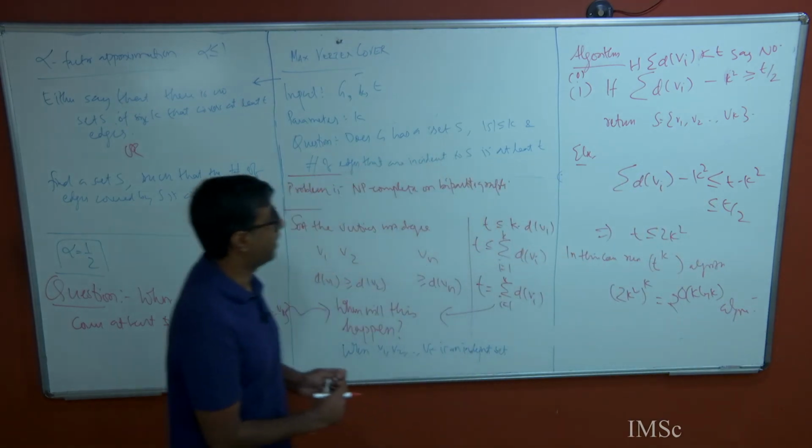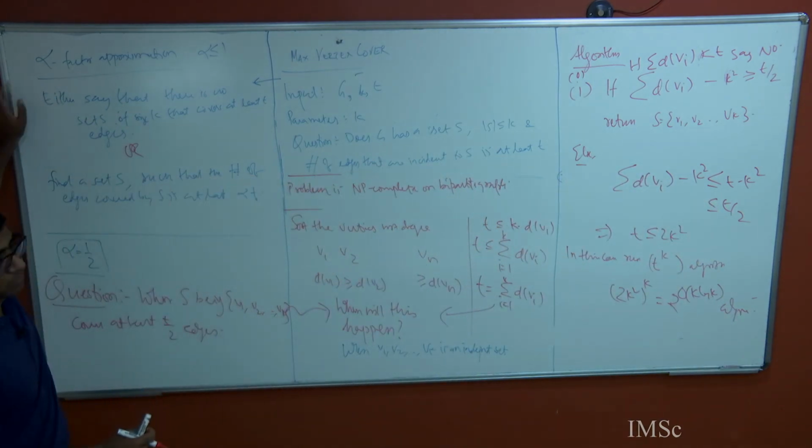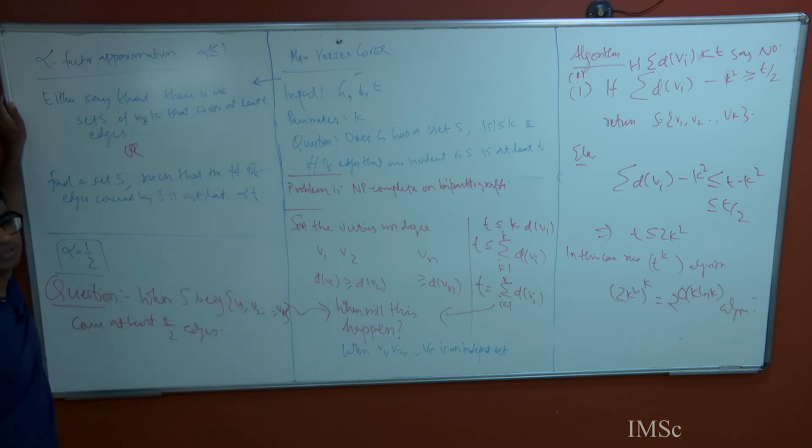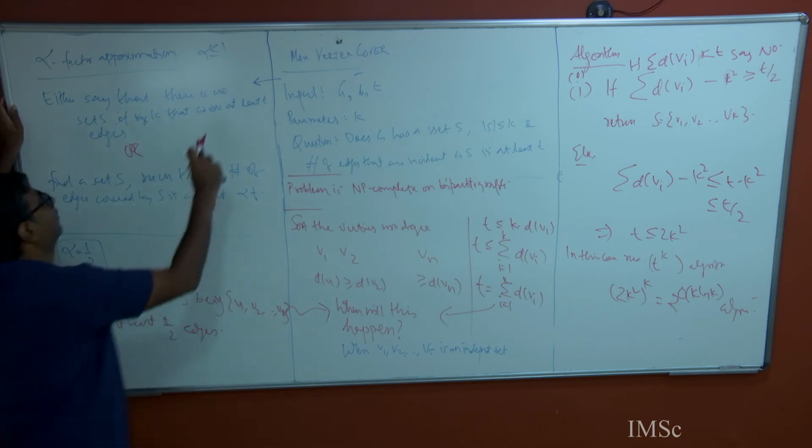So we can get a factor half approximation for this problem. Alpha equal to half, we can get it in FPT time. But suppose I wanted to get closer to 1. Tell me another number which is closer to 1. Say 3/4. What will change here?